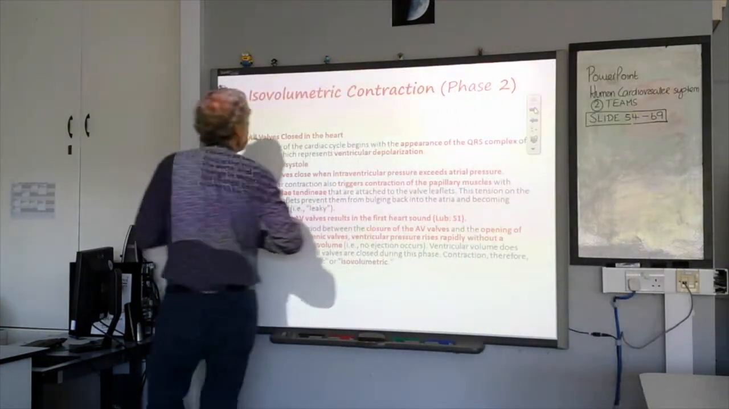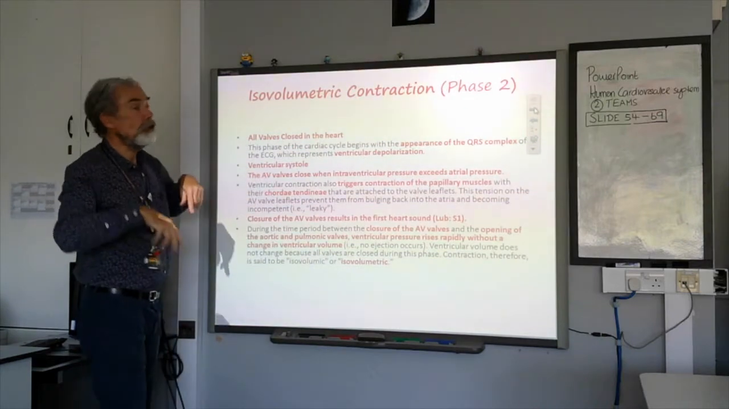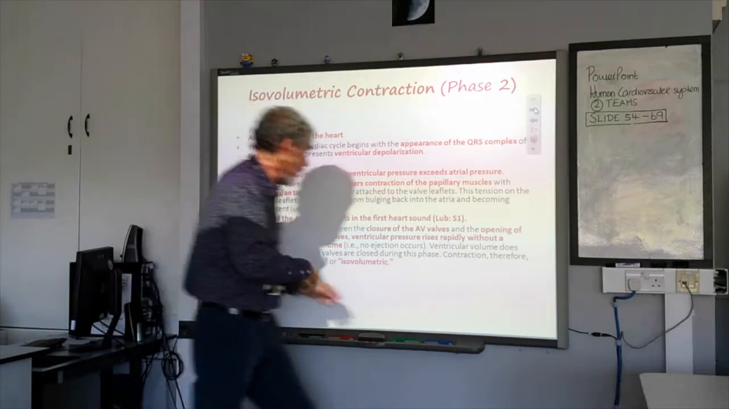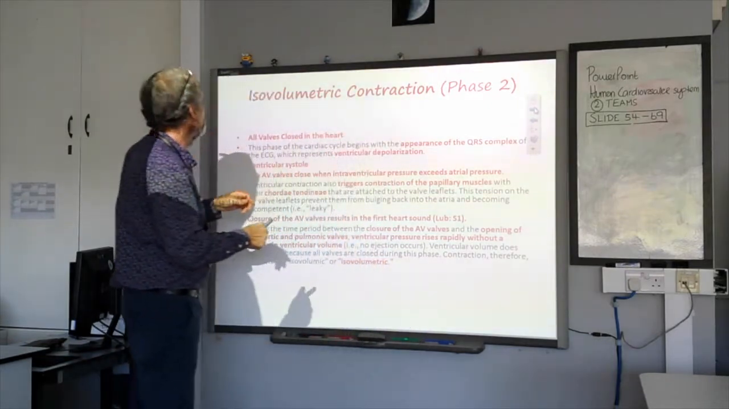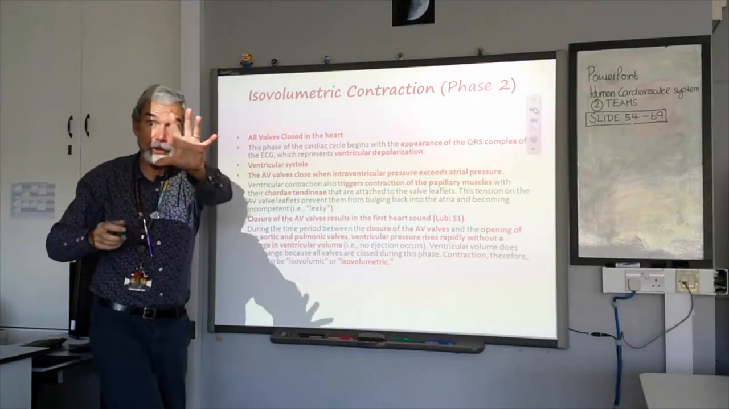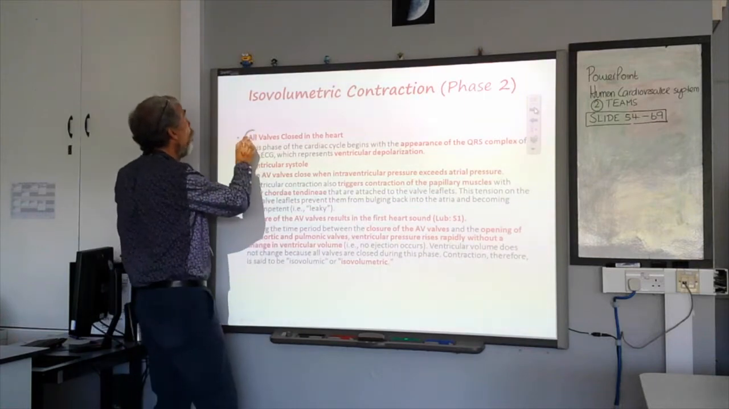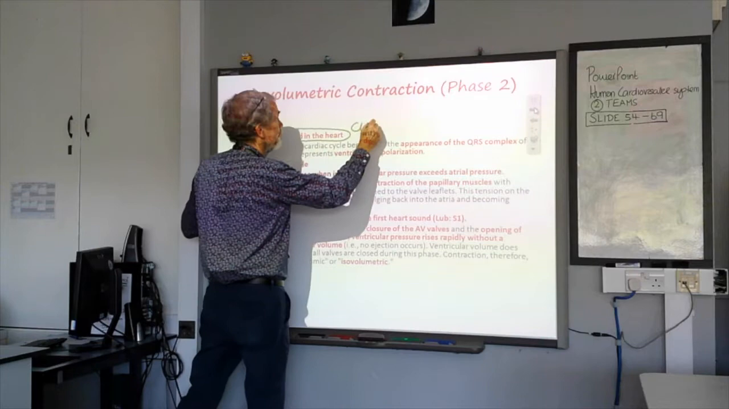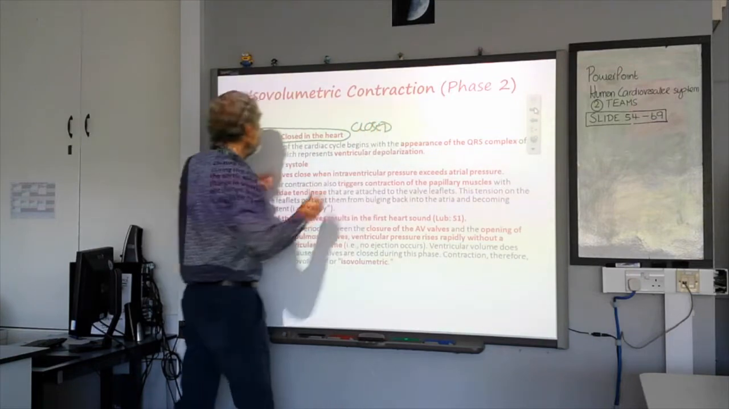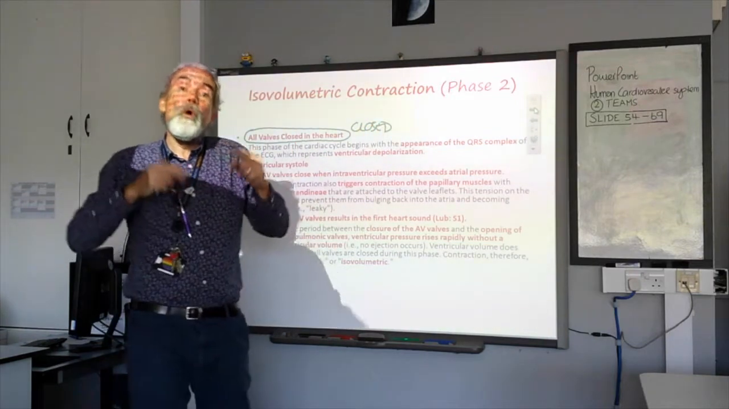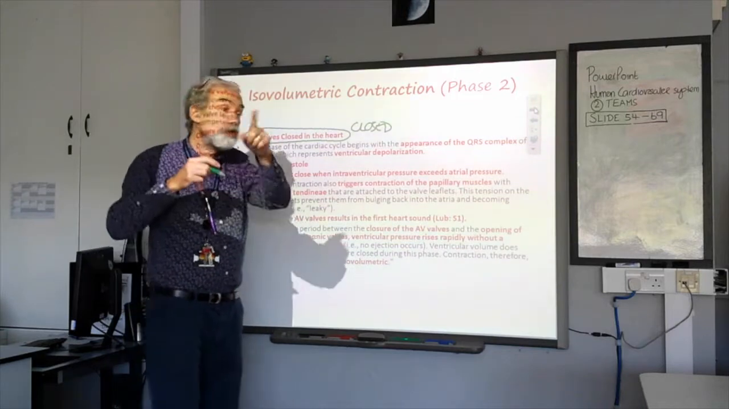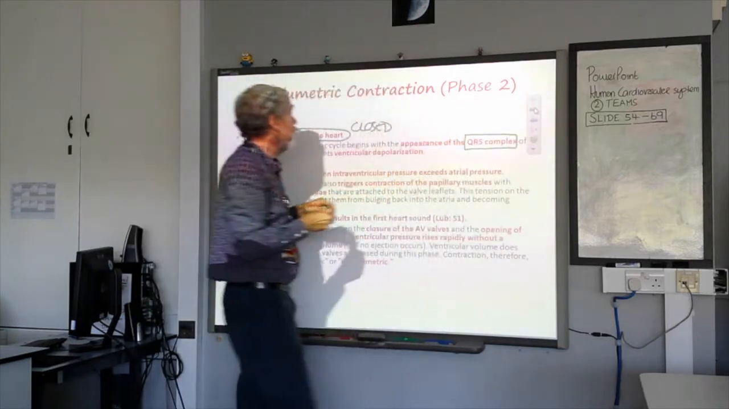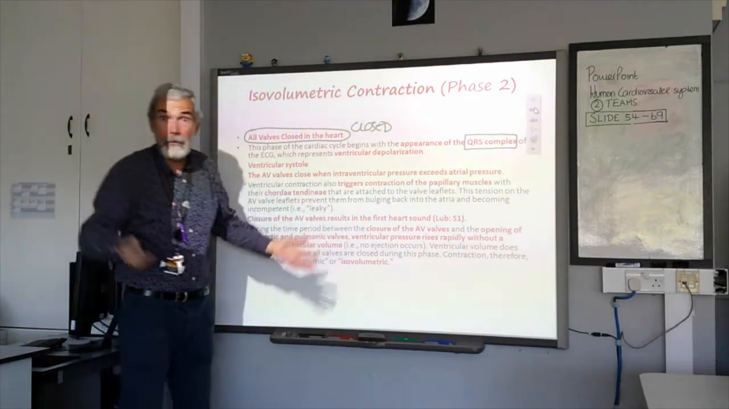Okay, let's now look at phase 2. All of a sudden things are starting to happen. Okay, major things are going to start happening now. All of a sudden, big change, everybody. Now all the valves in the heart are closed. This is the start of what we will see in the ECG as what we call the QRS complex of the ECG. What does that mean?